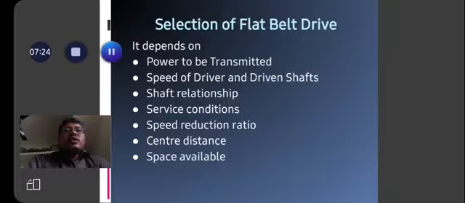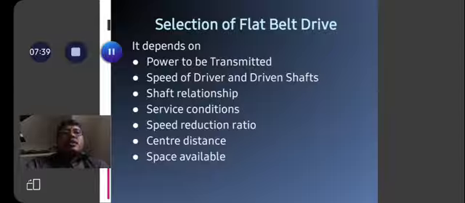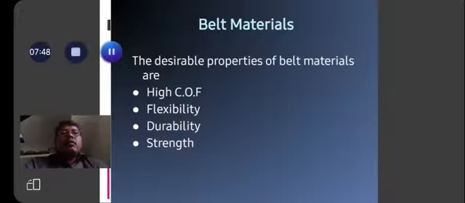What are the considerations for selection of belt drives? It depends upon the power to be transmitted, speed relationship of the driver and the driven shaft, service conditions, speed reduction ratio, center distance, and space availability. These are some of the factors for selecting a flat belt drive. Belt materials. The desirable properties of belt materials are high coefficient of friction, flexibility, durability, and strength.